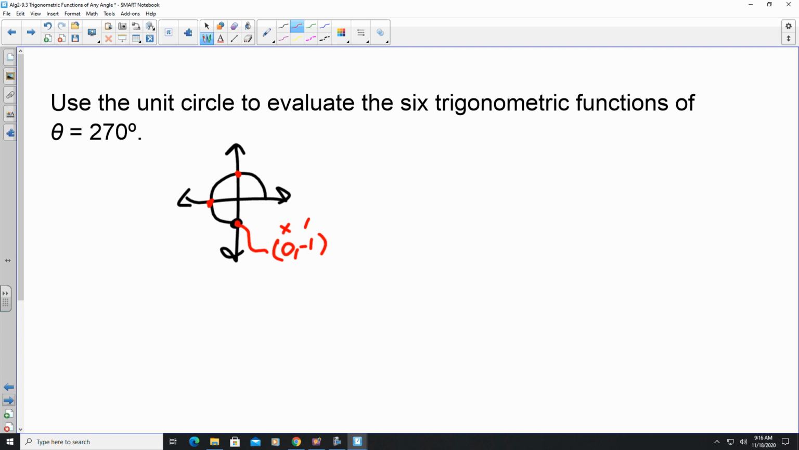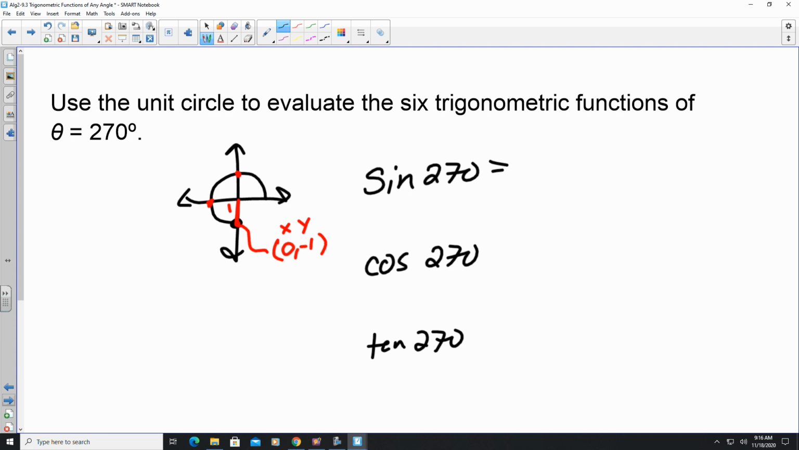This is x and this is y. I know that r is 1. So I have all three of my values. I have enough information to find my sine. Actually, it's going to be sine of 270, cosine of 270, and tangent of 270.